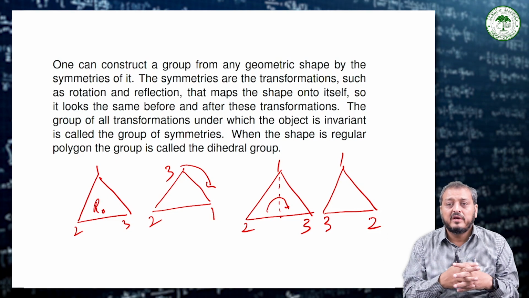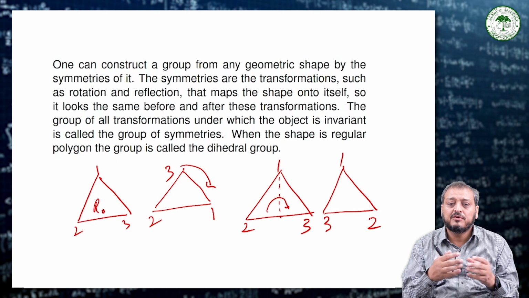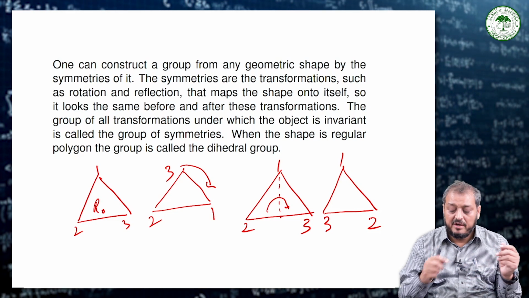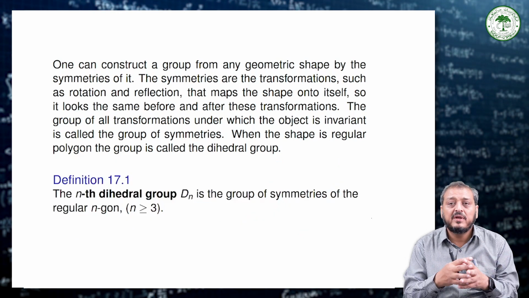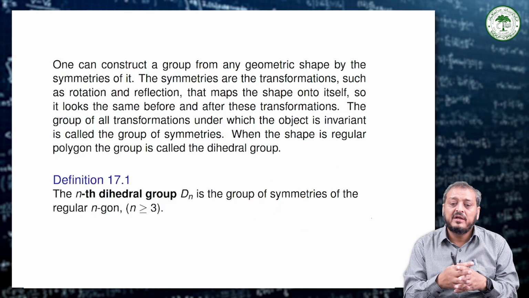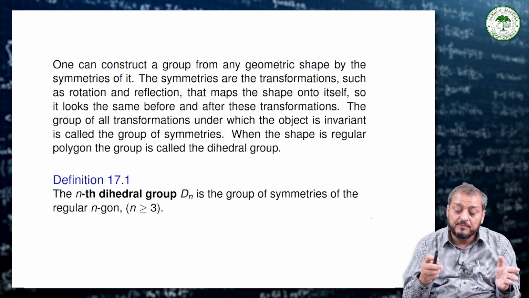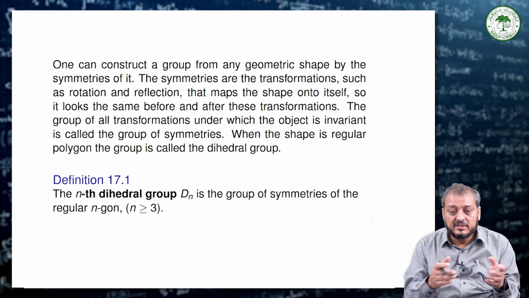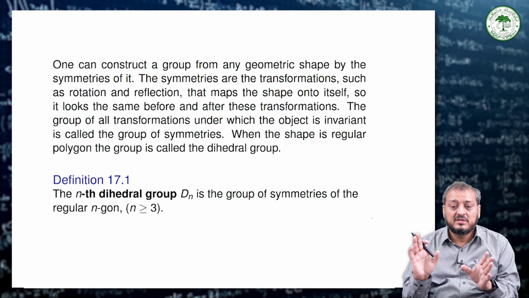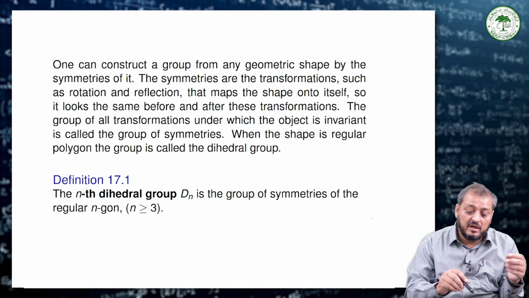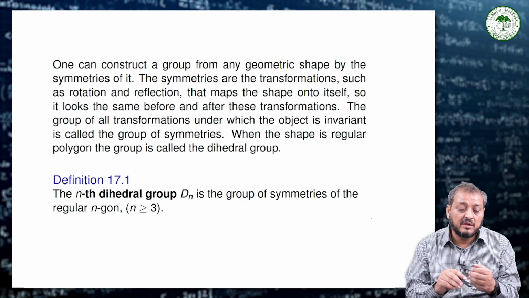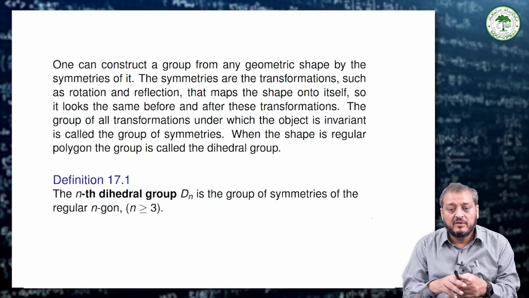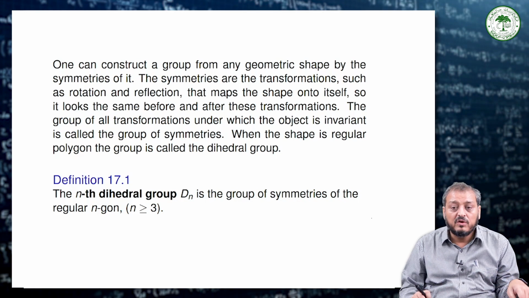We study the group of a regular polygon, and that group is called a dihedral group. The definition is simply: the nth dihedral group, denoted Dn, is the group of symmetries of a regular n-gon, where n is greater than or equal to 3.